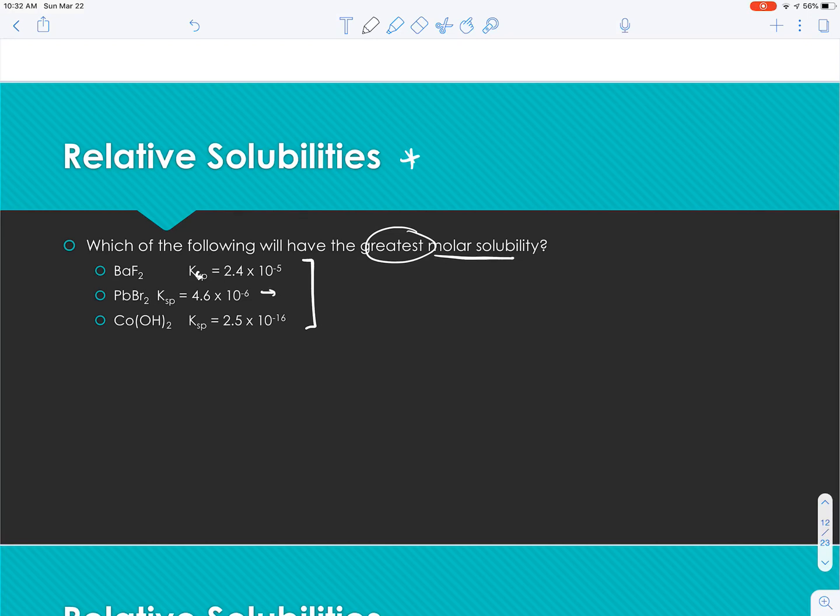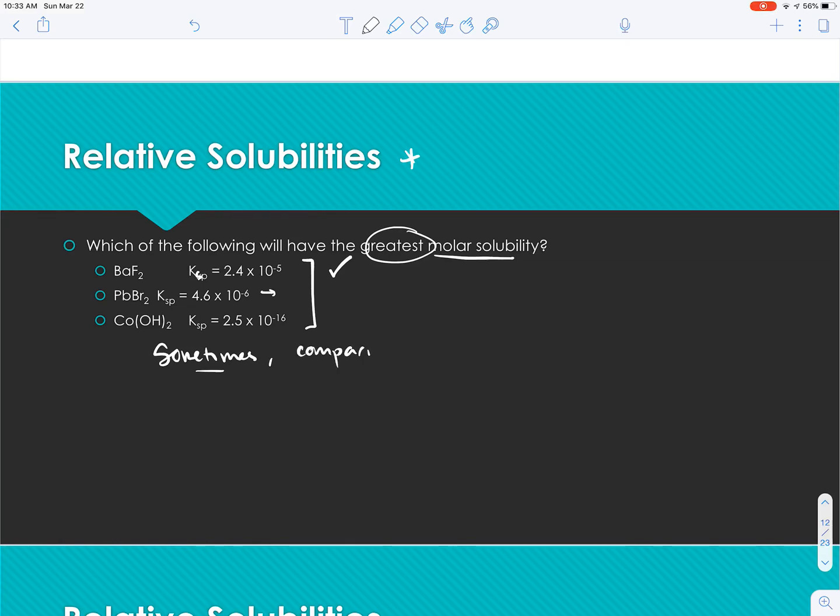In some circumstances, such as this one, for reasons that we'll talk about later, you can actually just compare the KSP. If you're looking for the greatest molar solubility, will that be a large KSP or a low KSP? Large molar solubility will mean large KSP. It will be more product favored. So in this case, we could just say barium chloride has the greatest molar solubility because it has the largest KSP.